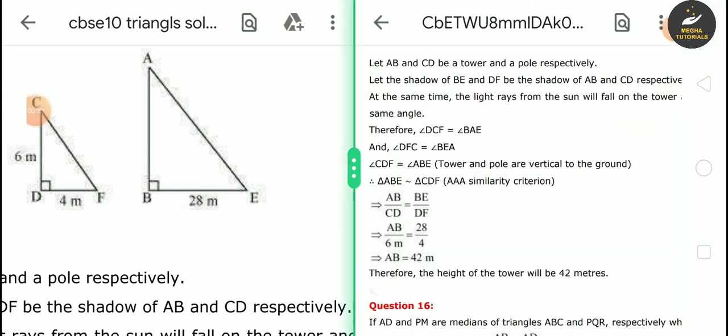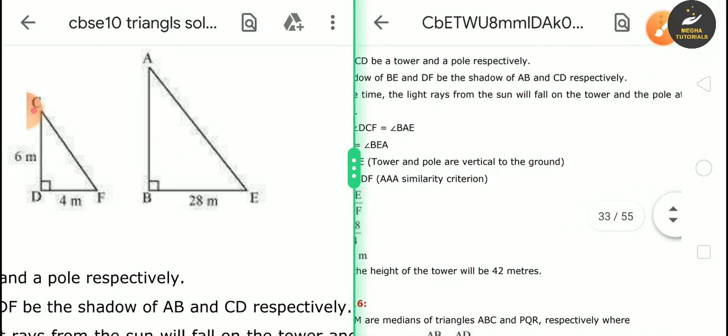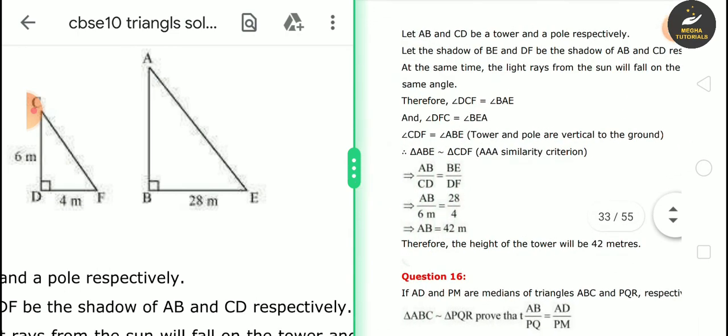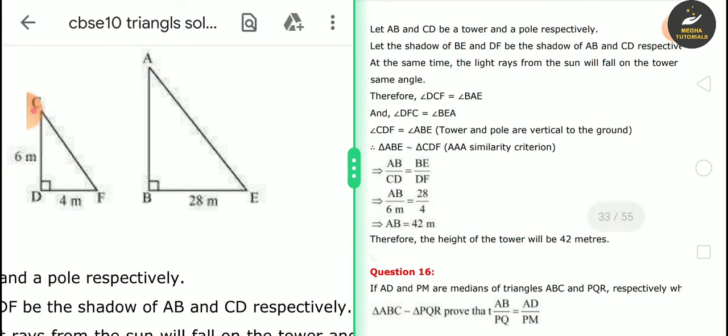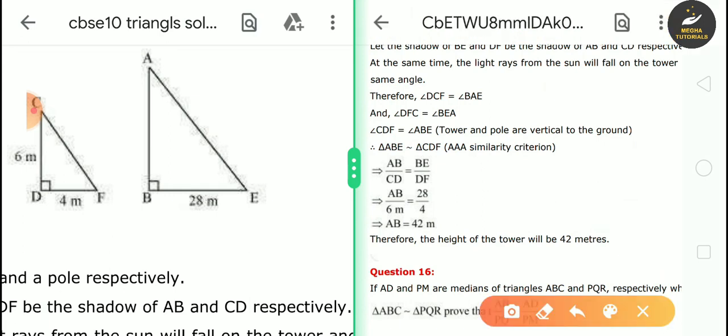Please focus. Let AB and CD be a tower and a pole respectively. Okay, please see in the diagram. Let BE and DF be the shadow of AB and CD respectively. At the same time, this is important statement, at the same time the light rays from the sun will fall on the tower and the pole at the same angle. Okay, so same angle means what? So check the diagram.